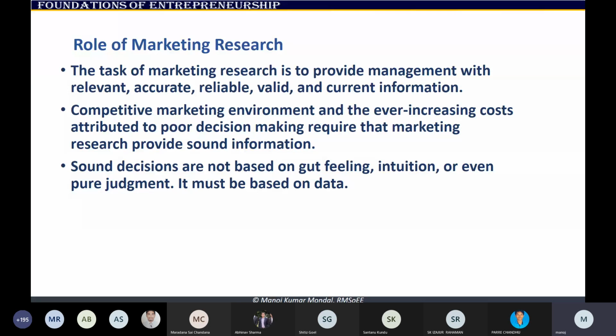There are many companies in India. I think there are more than 100 companies in India who help companies to do market research. They do market research on behalf of this company.